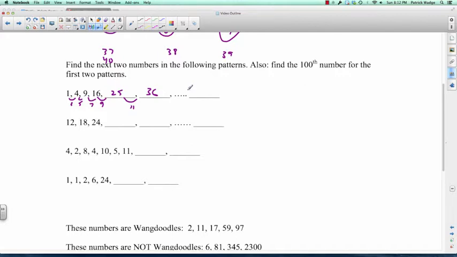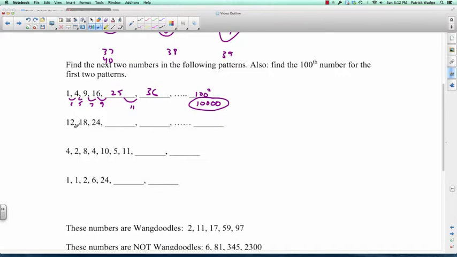Boy, that sounds hard. But take a look at those numbers: 1, 4, 9, 16, 25, 36. You know those numbers. They're the perfect squares. This is 1 squared, 2 squared, 3 squared, 4 squared, 5 squared, 6 squared. So if we want the 100th number, it's going to be 100 squared, which is 10,000. That's the number.